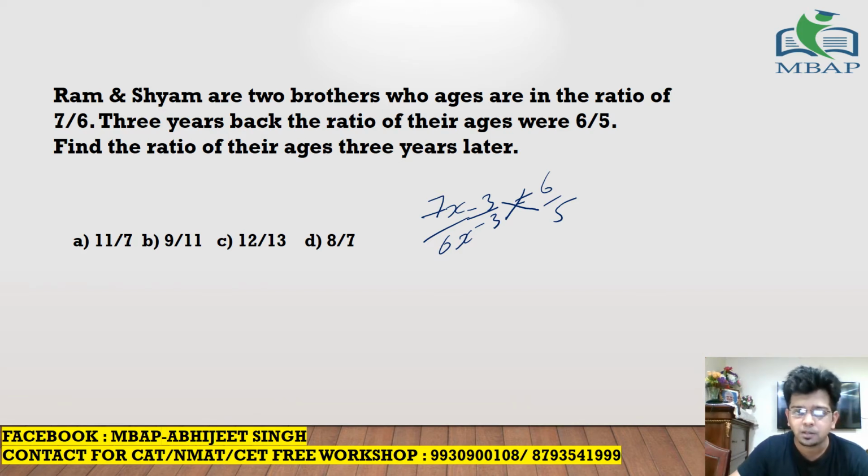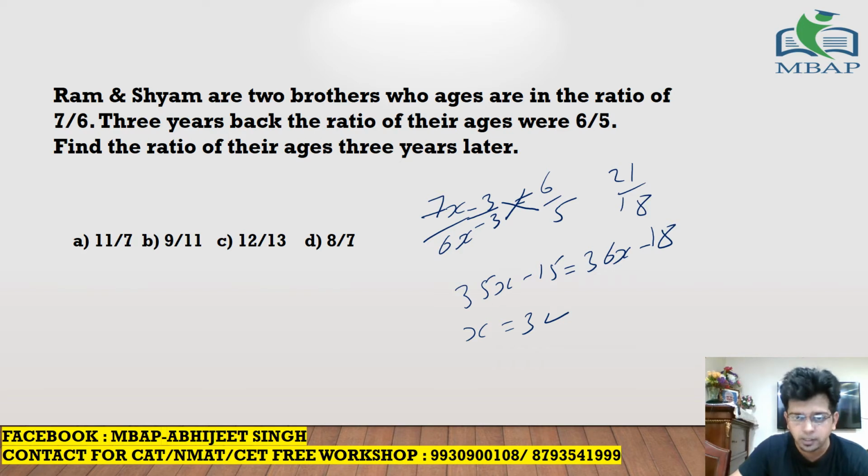For example, the possible case could be 35x minus 15 will give you 36x minus 18. Okay, and then somehow you manage to get the value of x as 3. And possibly you would then substitute the value back to get the current ages, which is simply 7 3s are 21, and 6 3s are 18.